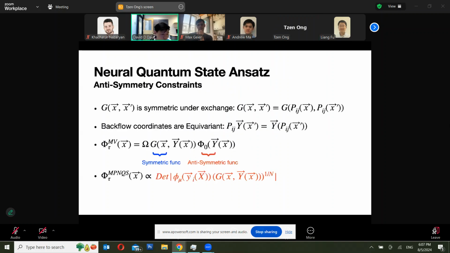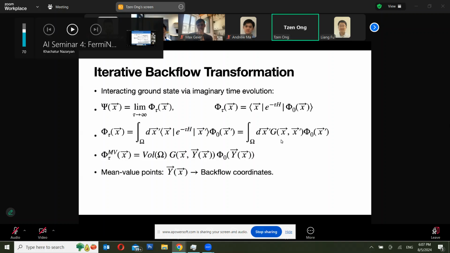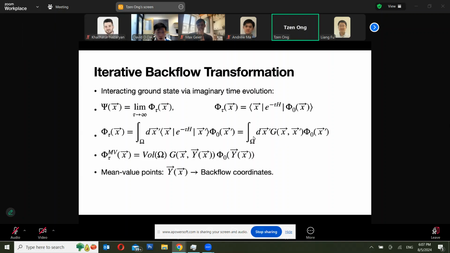I have a quick question about that slide. Uh-huh. So just to clarify, by mean value points, you mean like the x prime for which G of x comma x prime is maximized, right? No. It's the center of mass value of this integrand. What does that mean, center of mass? Yeah, I don't understand.